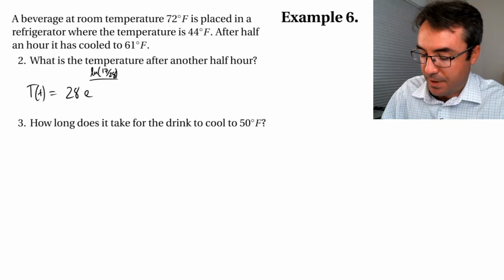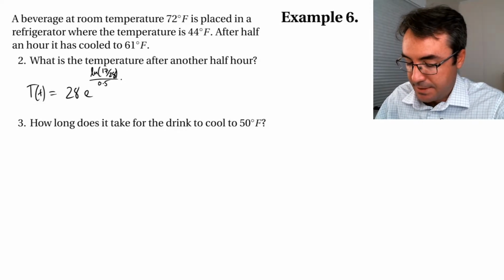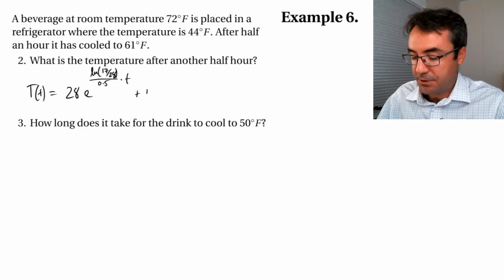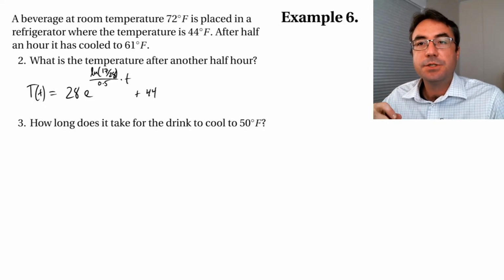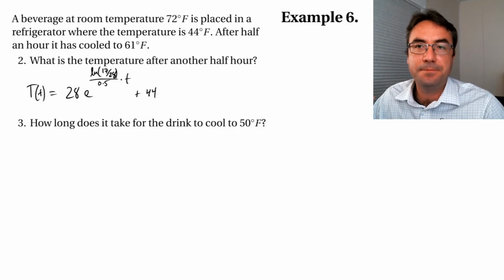All divided by 0.5. So that's our K value. And then times T. And then we had plus our surrounding air temp, which was 44. So in this part, that's our temperature function with the K value plugged in.